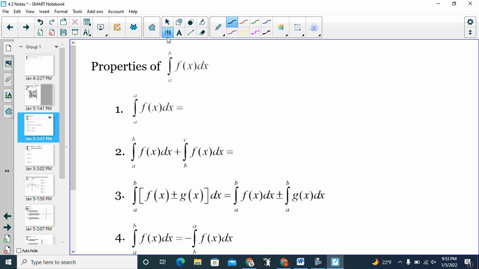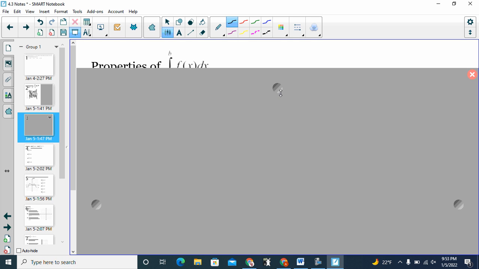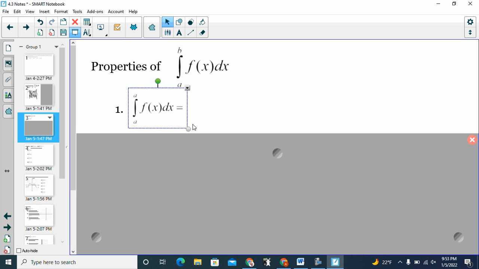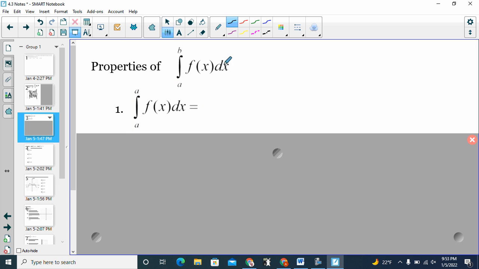A couple properties of the integral from A to B of f of x dx. The first one says the integral from A to A. So if the top bound and the bottom bound are the same, so if I have a curve, and here's x equals A, and I'm looking for the area under that curve starting at A and ending at A, if my starting and ending point are the same, notice there's no area under the curve. So if the top bound and bottom bound are equal to each other, the integral is 0.